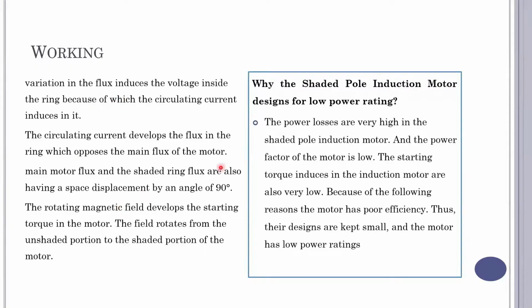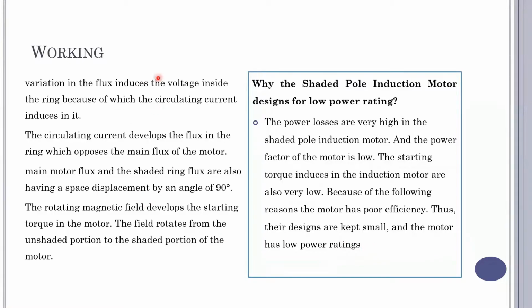And when we talk about a shaded pole induction motor, they are always rated with low power rating because the power factor of this motor is very, very low. And the starting torque that we get out of this motor is also very low, and hence the design is kept small, and the motor has low power ratings.